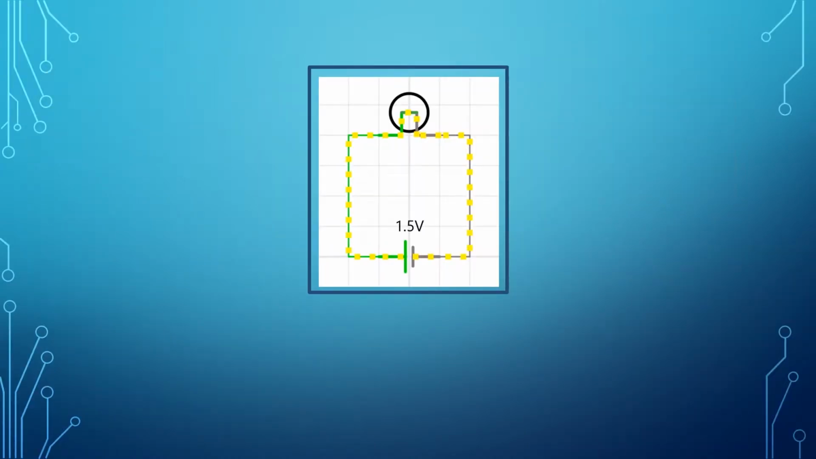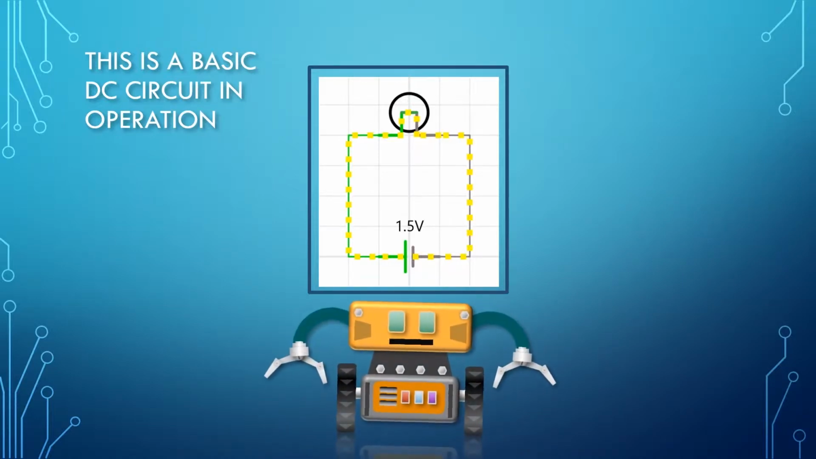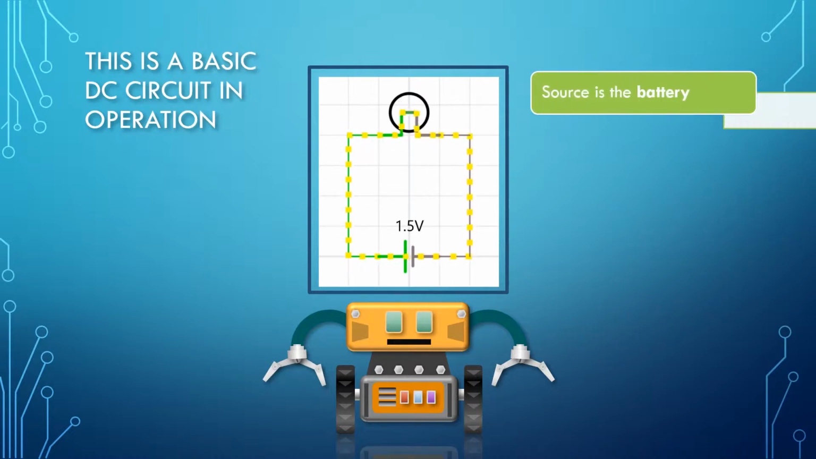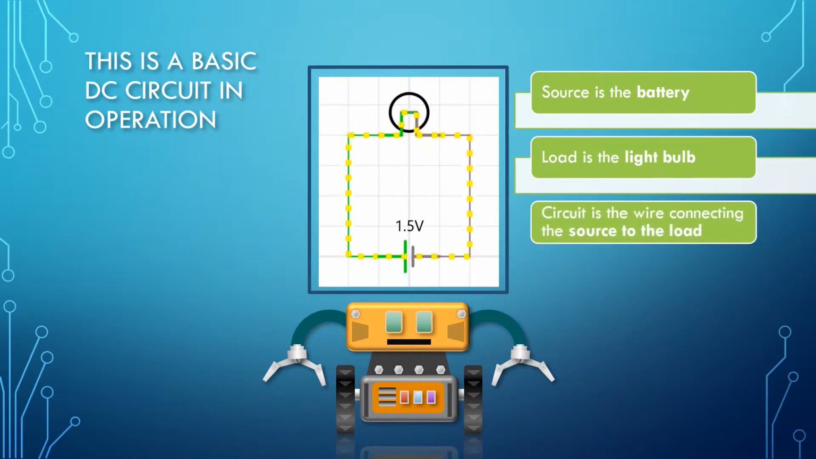This is a basic DC circuit in operation, but we're going to need some help turning it on. Gizbot, can you help? Yes, I am ready. Okay, Gizzy, let the electrons flow. Good! The circuit is now in operation. The source is the battery providing the voltage we need. The load is the light bulb. The circuit is the wire connecting the source to the load.